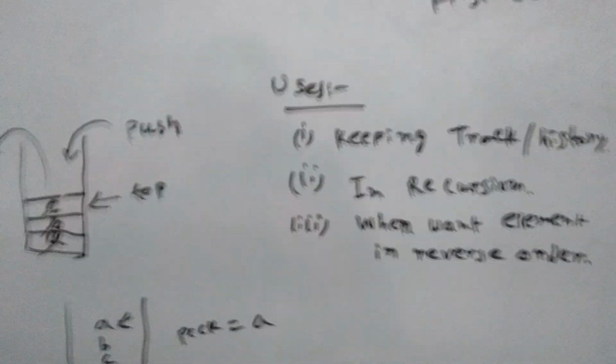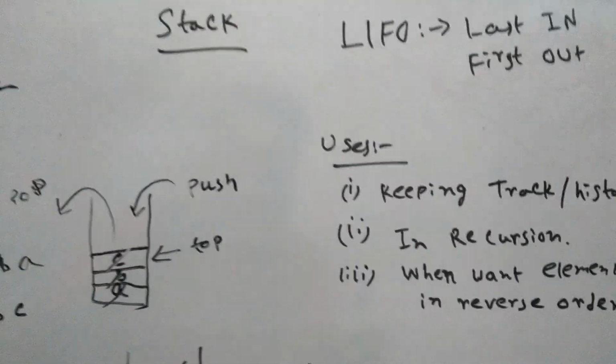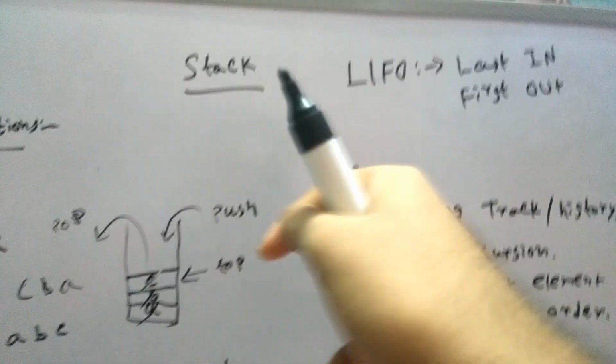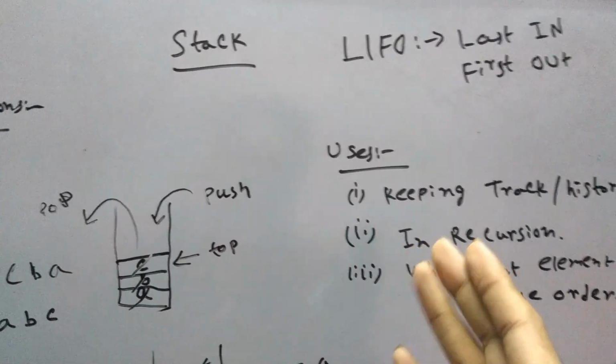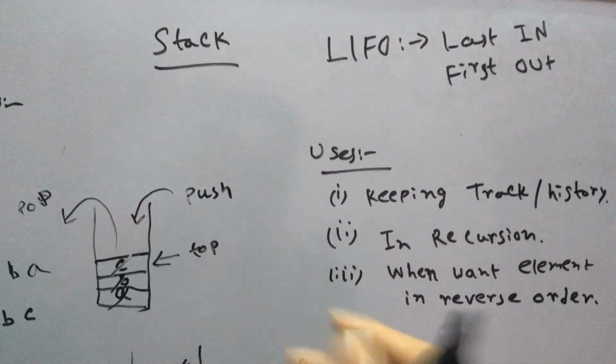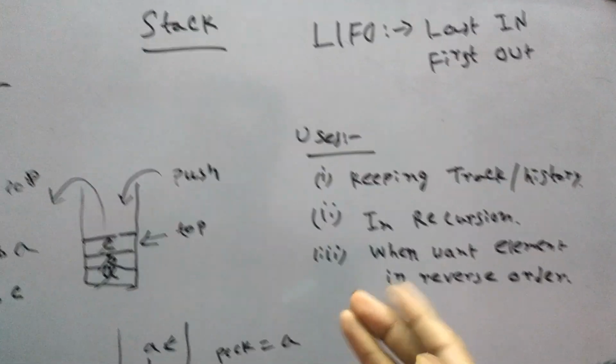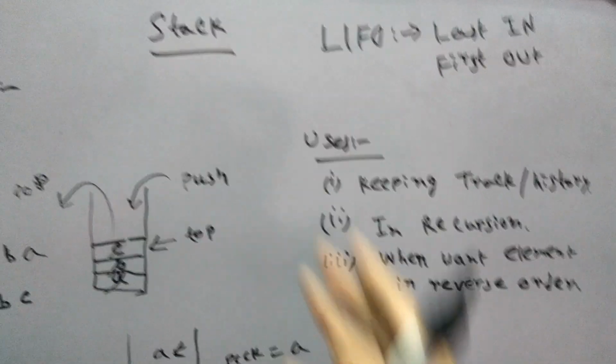So what does this keeping track or keeping history mean? Let's suppose we have done some operation and we have diverted from that operation to another operation, and we have to come back to that operation once again. So what operation was done just before the current operation we are at? How can we keep track of that? We will be keeping track of that using a stack.